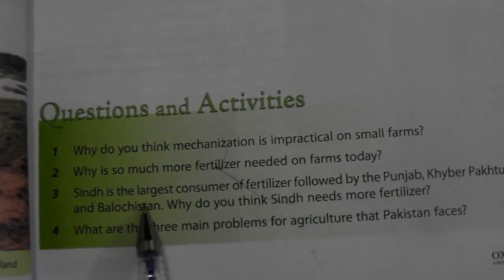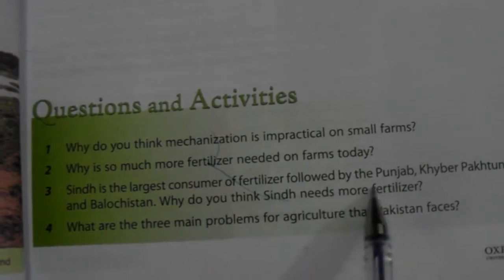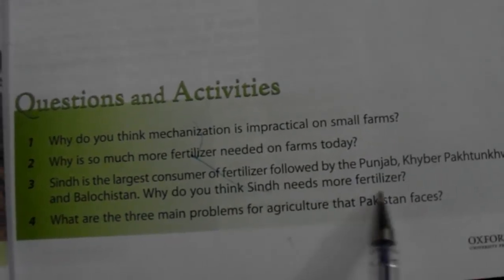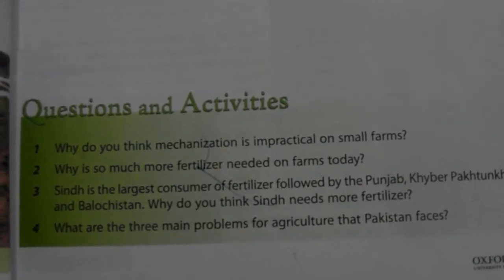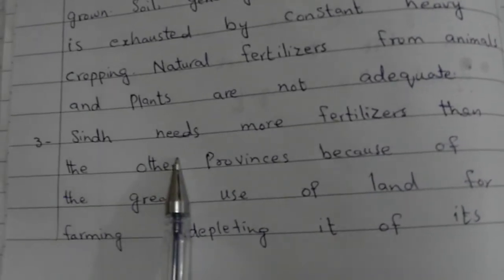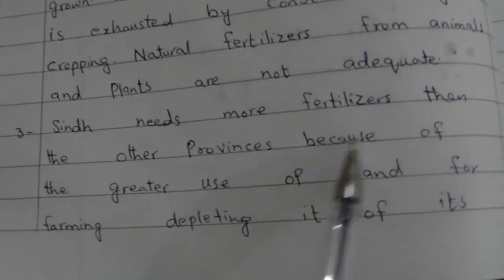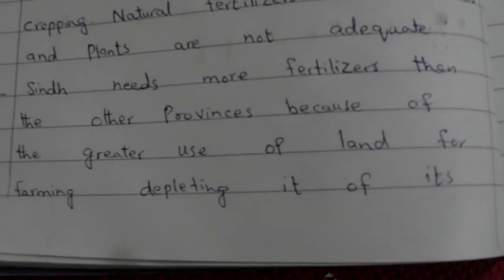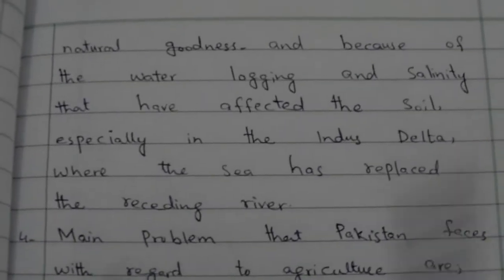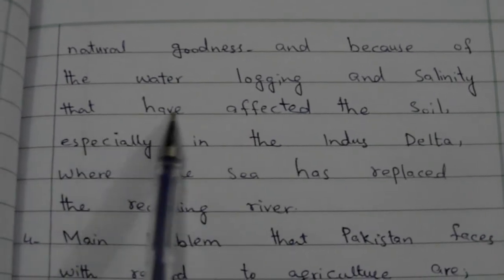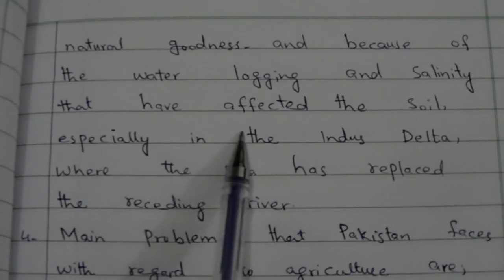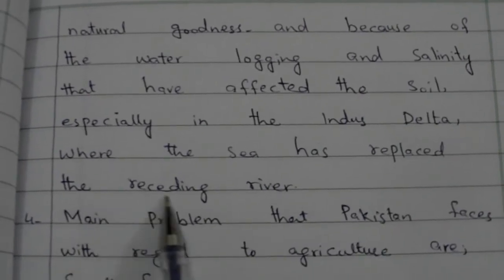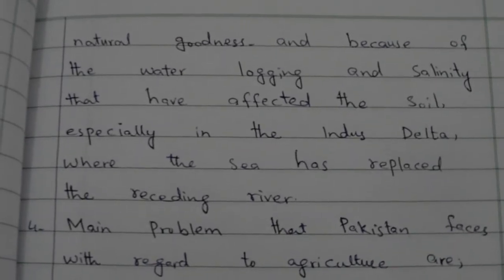Question number 3 is, Sindh is the largest consumer of fertilizer, followed by the Punjab, Khyber Pakhtunkhwa, and Balochistan. Why do you think Sindh needs more fertilizers? And its answer is, Sindh needs more fertilizers than the other provinces because of the greater use of land for farming, depleting it of its natural goodness, and because of the water logging and salinity that have affected the soil, especially in the Indus Delta, where the sea has replaced the receding river. This is the answer of question number 3.